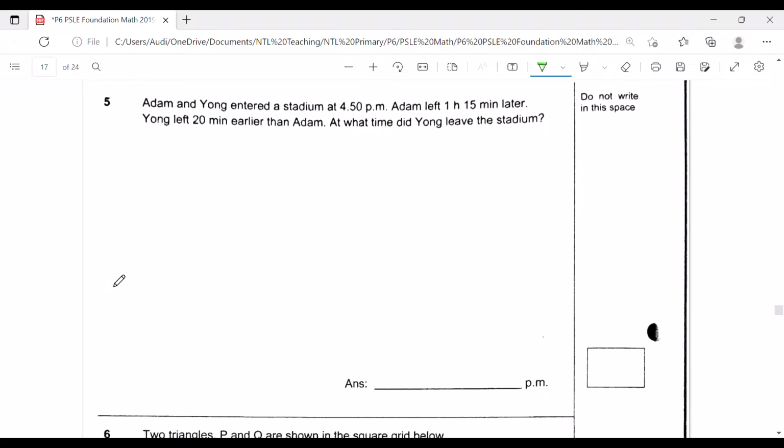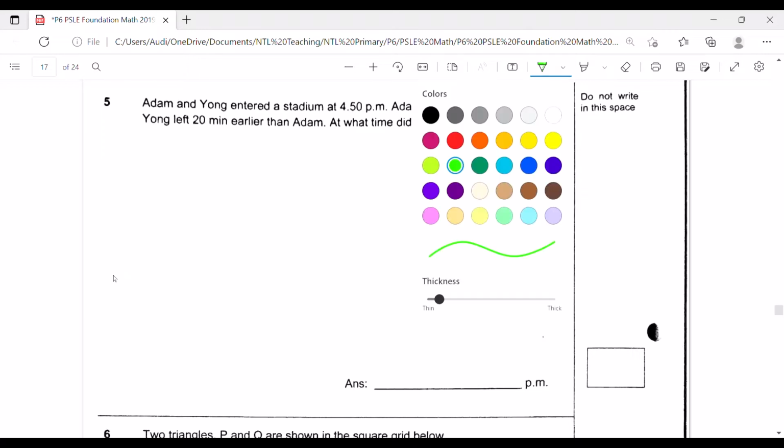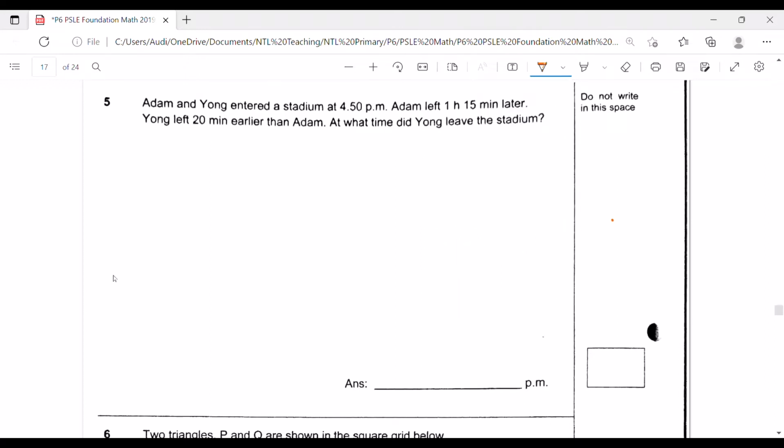We are still doing the Primary 6 PSLE Foundation Math. This is from the 2019 paper, and we are at question 5 for paper 2. Again, the way to make use of this video is to watch and then pause and try on your own before you continue watching the video again. So we look at question 5.